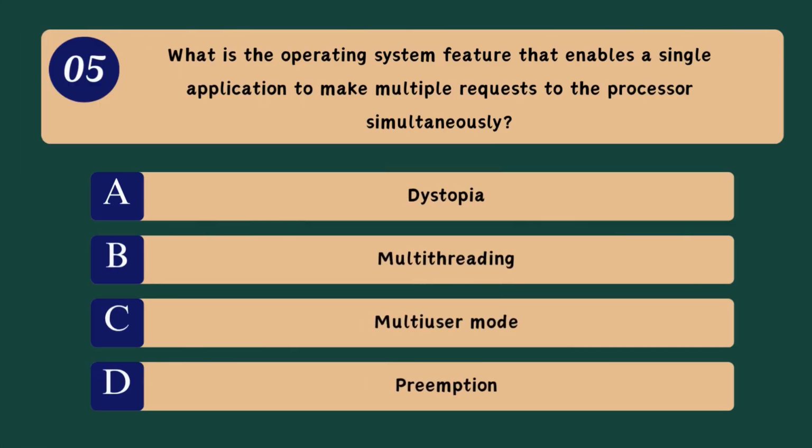Question 5. What is the operating system feature that enables a single application to make multiple requests to the processor simultaneously? A. Dystopia. B. Multithreading. C. Multi-user mode. D. Preemption.